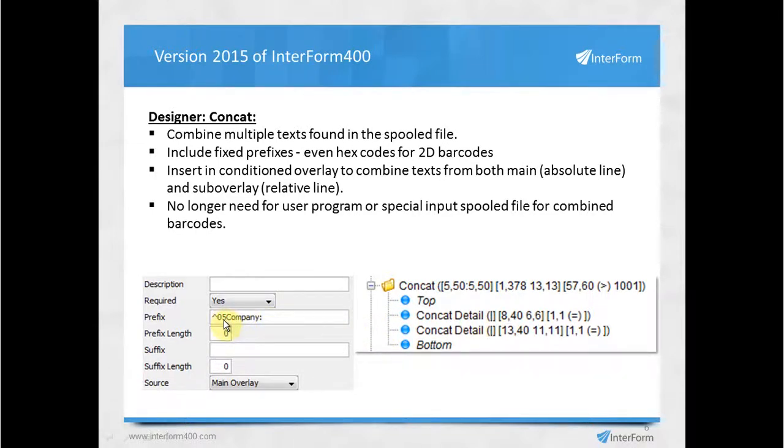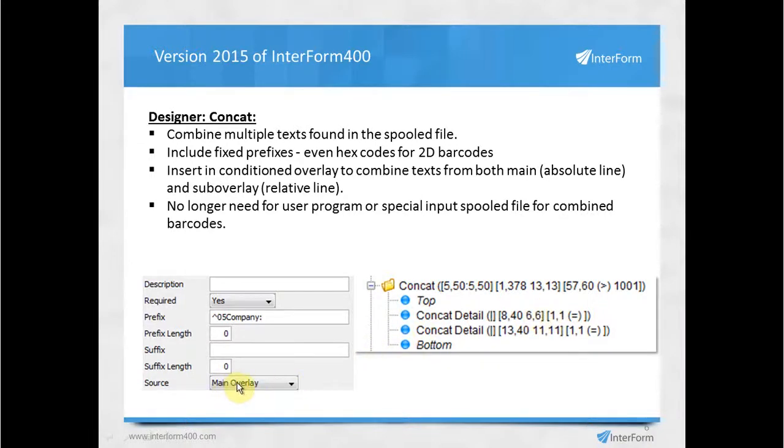Here we have a prefix, so that's a text constant added just prior to the spoof file data, and you can set up a prefix length, and if that's longer than the length of your prefix, then it will be padded with blanks. For the suffix, that's of course text that we're adding at the end of our detail element directly after the spoof file data.